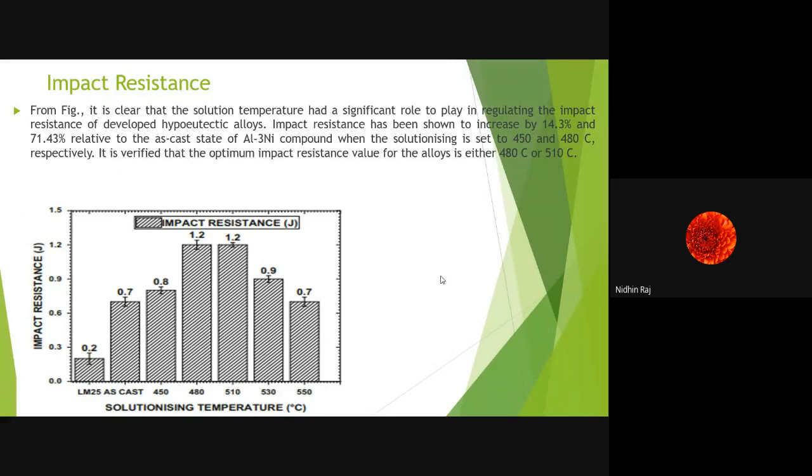So that was regarding the different property studies that we carried out in this study. That is, I have described the microstructure, I have described hardness, then tensile strength, then ductility, and then now the impact resistance.